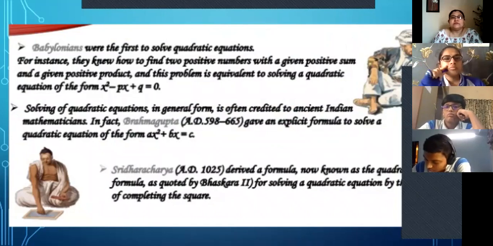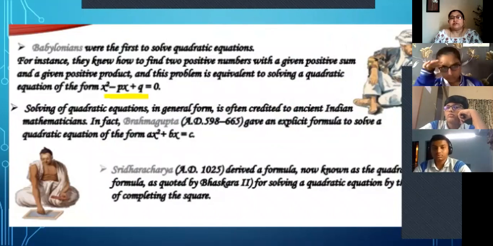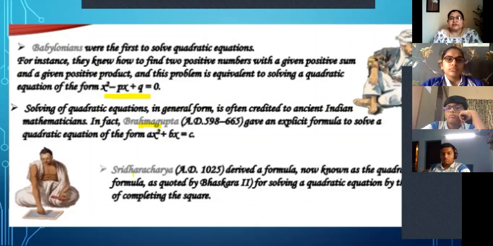So how did it come? It was Babylonians who were the first to solve quadratic equations. They knew how to find two positive numbers with given positive sum and positive product. And thus they were able to solve quadratic equations. Next, it was the Indians who took up the task. Brahmagupta and Sridhar Acharya took it up, and they gave a formula by the completing the square method.